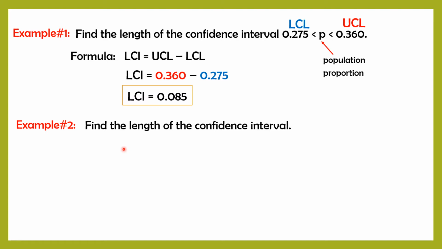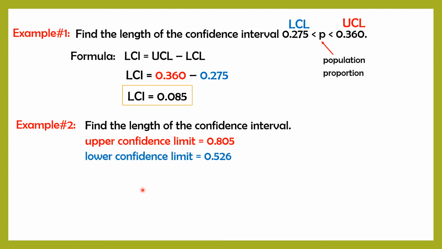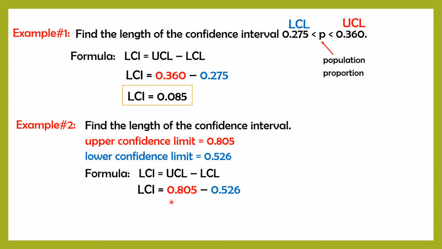Let's have another example. Find the length of the confidence interval. Given the upper confidence limit, which is equal to 0.805. And the lower confidence limit is 0.526. So let's have here the first formula. LCI is equal to UCL minus LCL. By substitution, we will have now 0.805 minus 0.526. And our length of confidence interval is equal to 0.279.